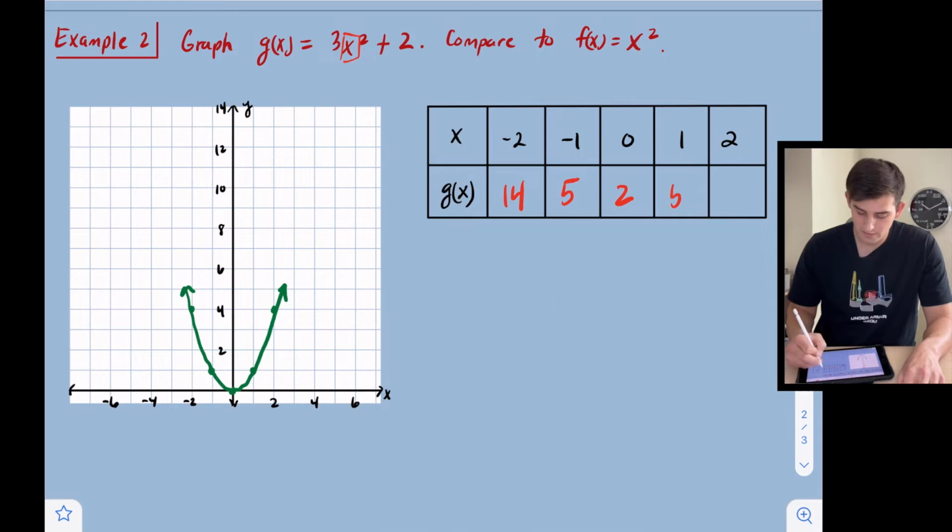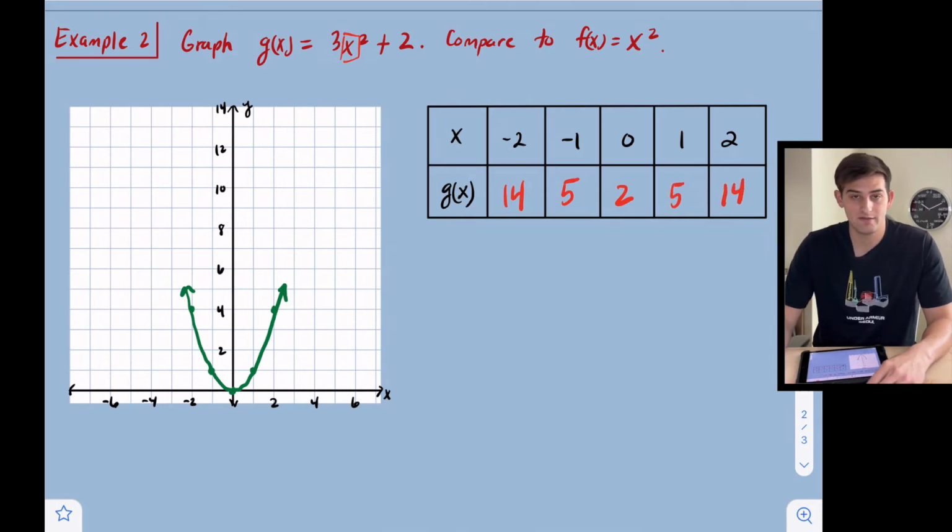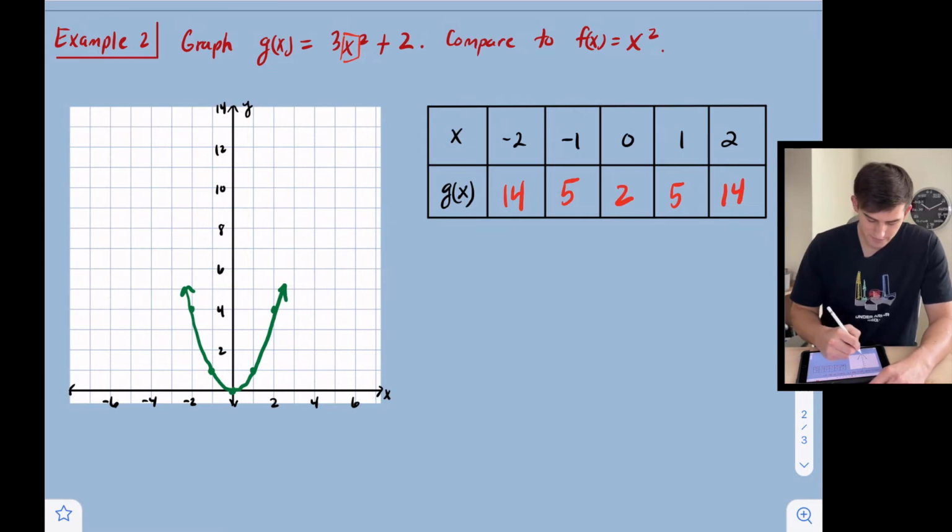And so now remember, these points are symmetrical because they are on the opposite side of that axis of symmetry. So now we can plot these points. Okay, now we have (0, 2). We have (1, 5), and (-1, 5). And then we have (2, 14), which is all the way up at the top, and (-2, 14).